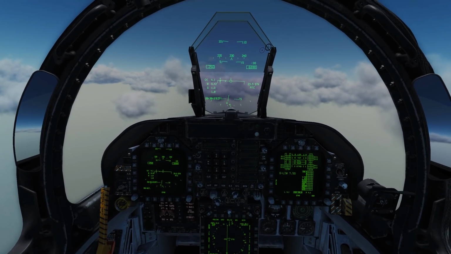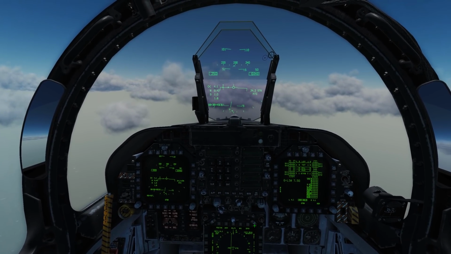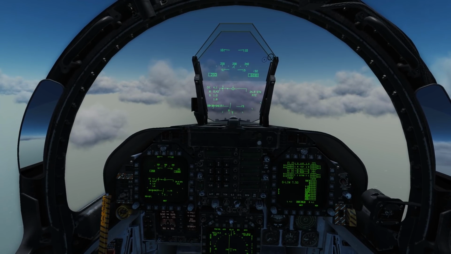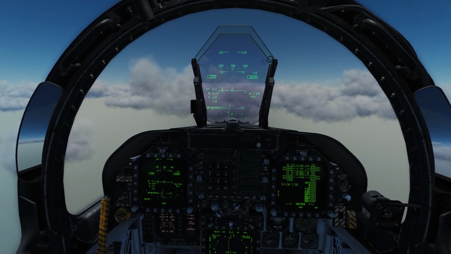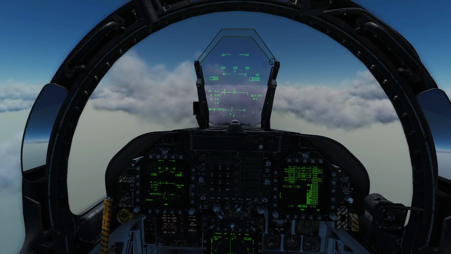Basically, if you need to wrap up a circuit, don't be timid. It's a fighter. Just do it. In the pattern, you want to try to have no more than a 30-degree angle of bank, and you typically will fly somewhere between 11 to 15 nautical miles away from your holding DME. Basically just feel it out.